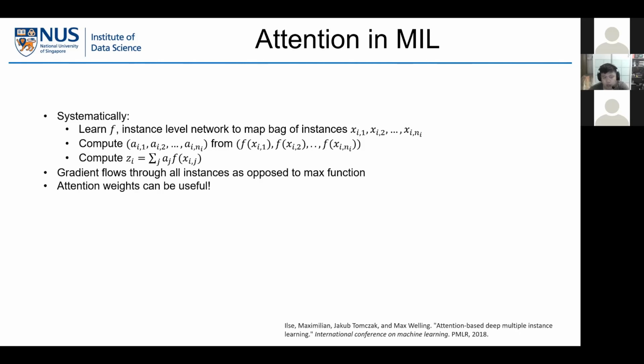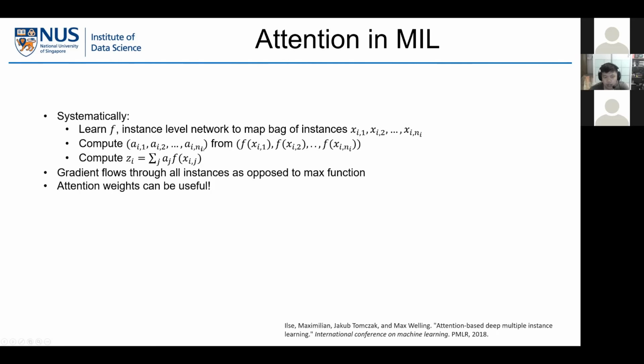So systematically, what you do is first you have ni instances. You map them through a neural network F to obtain f of xi1 all the way to f of xi ni. Then you compute a weight vector for all of these, and you compute the bag representation by taking a linear combination of all these instances. The benefit of this, as opposed to the max function, is that this is like a softmax. It's like a weighted average of all these instances, right?